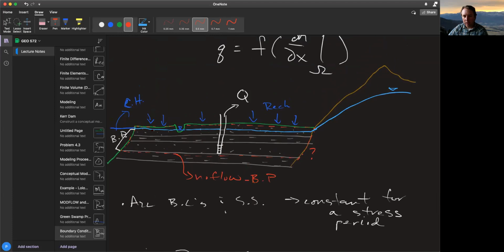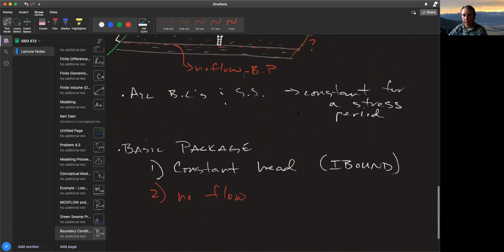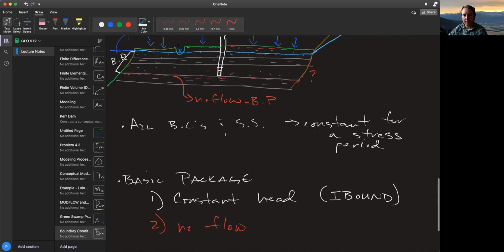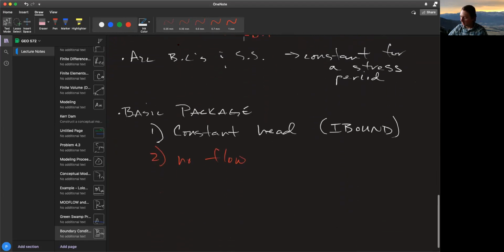So the next question is, how do I handle this recharge boundary? For all of the rest of the boundary conditions, we're going to need different packages, and they're lumped under what they call stress packages. All these other packages are lumped under this classifier of stress packages.